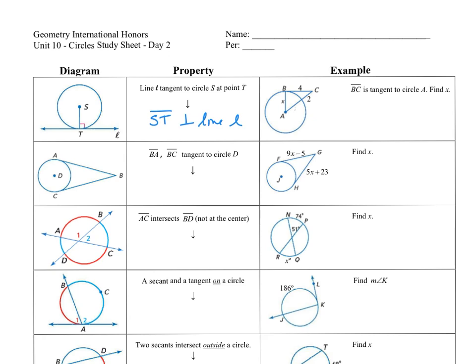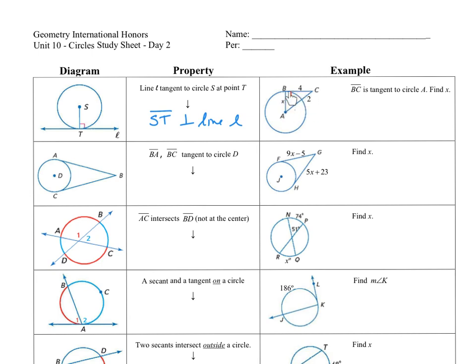Okay, so let's apply that property to this example. So here we have a segment BC that's tangent to circle A. So CB is tangent to circle A. So notice we have this radius drawn to the point of tangency. So the first thing I want you to do is to put a right angle symbol right there, because we just learned that a radius drawn to a point of tangency will be perpendicular to the tangent line. So what that does is that creates a little right triangle, okay?